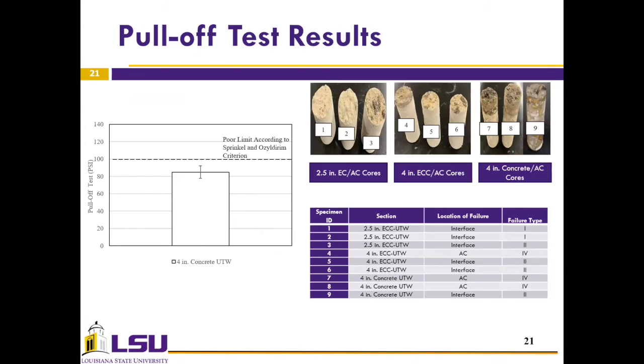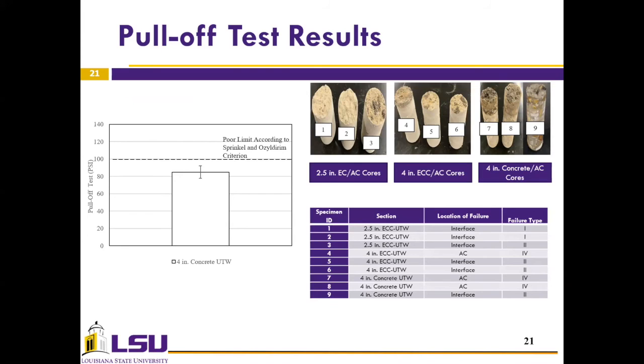Now, as for the pull-off test results, for the 4-inch concrete section, we obtain 84 psi of pull-off strength, which is categorized as poor according to the Sprinkle and also the Dream criterion. As for the ECC specimens, the pull-off strength could not be measured because they debonded due to coring activities.